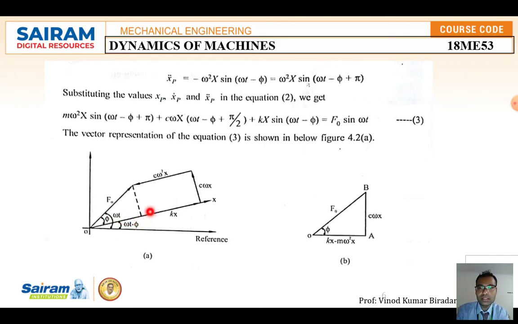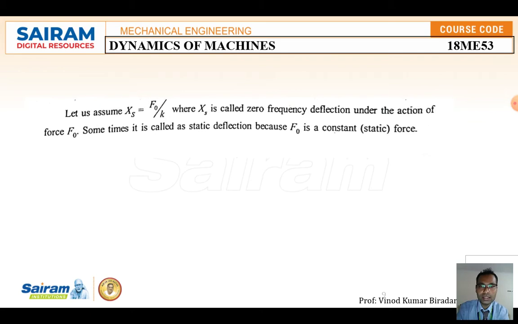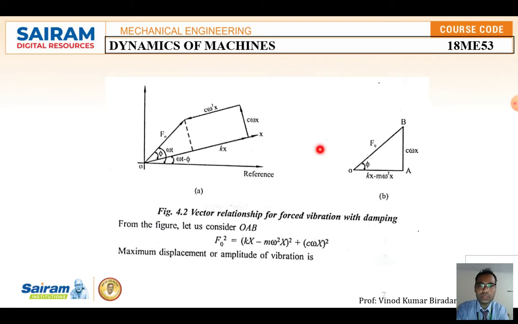This is the force acting on that particular component. Again the same formula, if you consider this triangle, this is k X minus m omega square X. If you consider this triangle OAB, this is the external force, this is the damping force, and this is the spring force. With respect to the phi angle, you are going to consider this triangle. In the examination, while solving the problem, they give you these phi values and omega t values. If you take those, you can solve the problem.